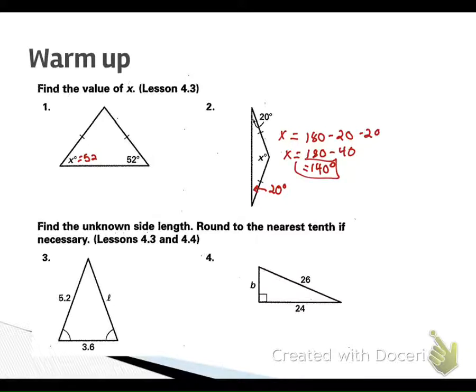And then we have number 3. It's the converse of it. So now we have congruent angles. The sides opposite of congruent angles are congruent. So L has to be 5.2. And then number 4, we have the Pythagorean Theorem.